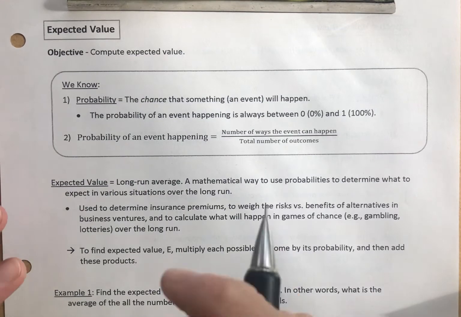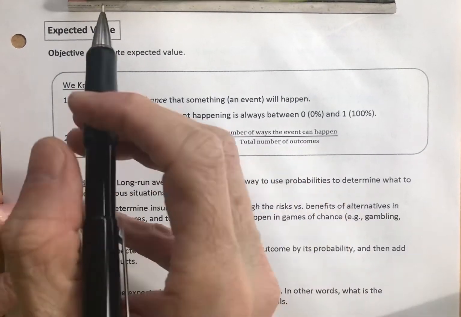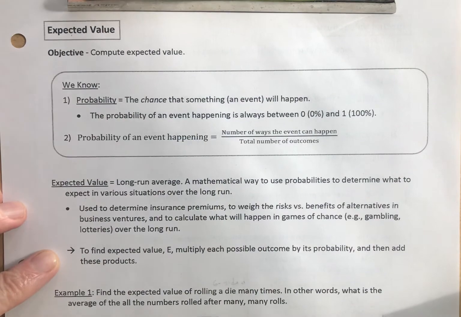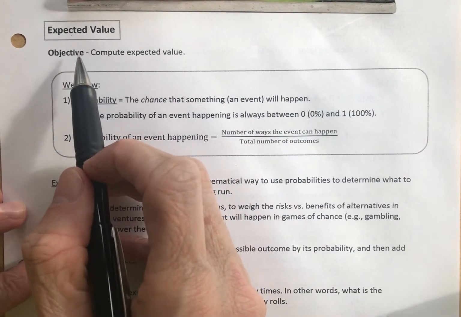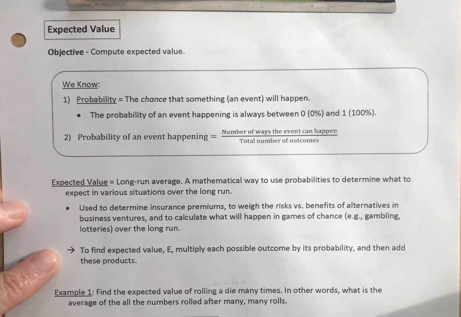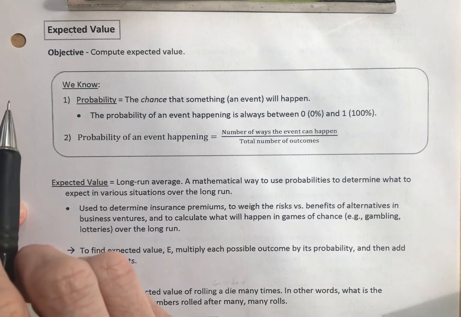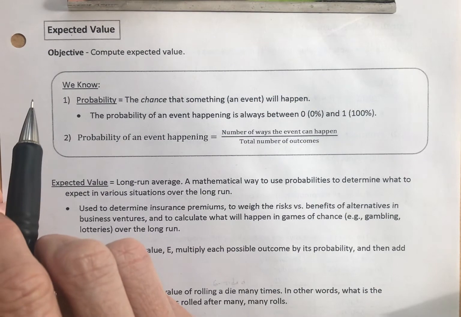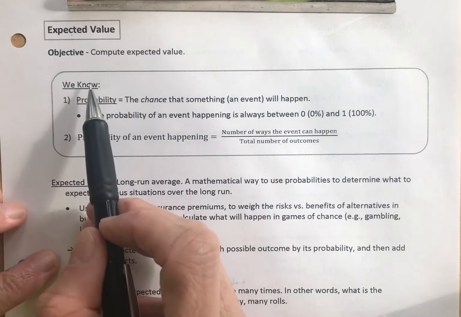We're going to finish up our look at probability by talking about expected value. Our objective in this video is rather straightforward. We want to simply compute the expected value, and it's going to be for one situation that involves rolling a six-sided die.